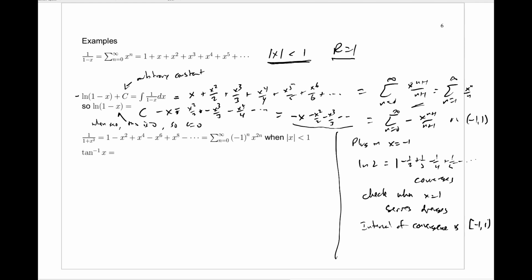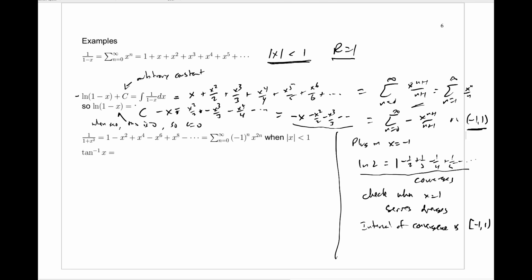Often we won't be interested in what happens at the endpoints. Here it's pretty interesting what happens at this left endpoint because it gives us a beautiful value for the alternating harmonic series. But the general theory says it's guaranteed to be nice on that open interval whose radius of convergence, in this case, is just 1.